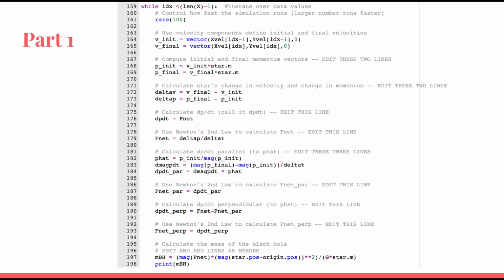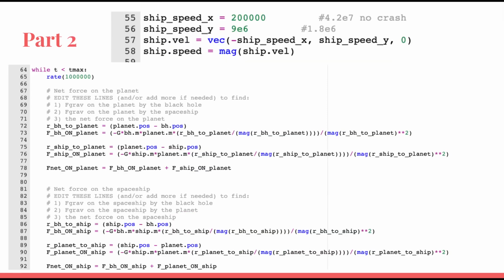Then I found the parallel component of the net force and subtracted it from dp/dt to find the perpendicular component. Then I calculated the mass of the black hole using the formula F net times r squared divided by G times mass of star. Finally, I found the average of the black hole masses by dividing the sum by the number of indices. Here's Part 2 of the code.